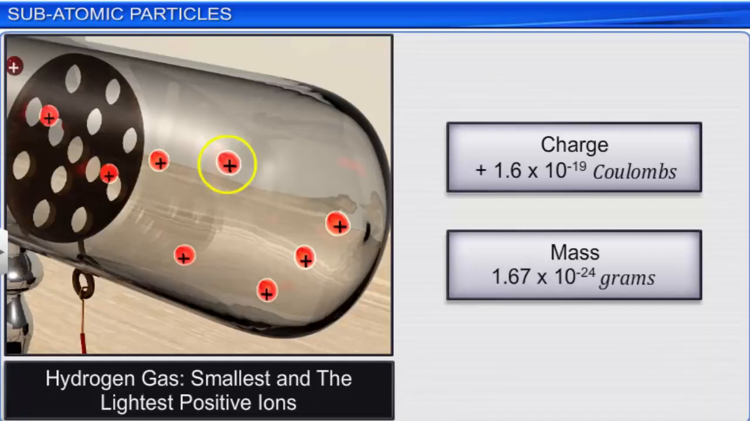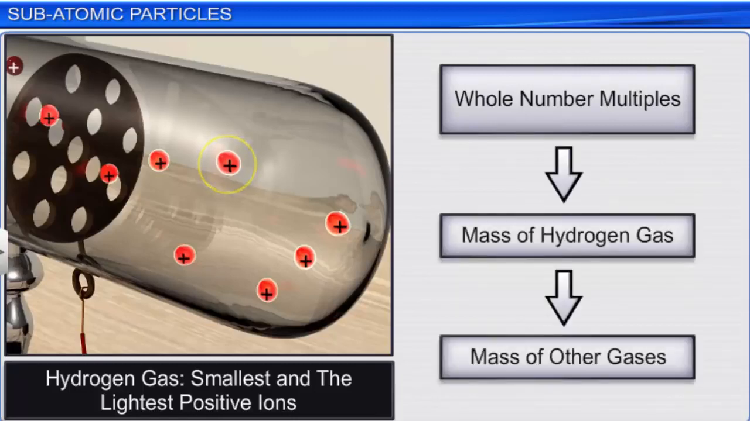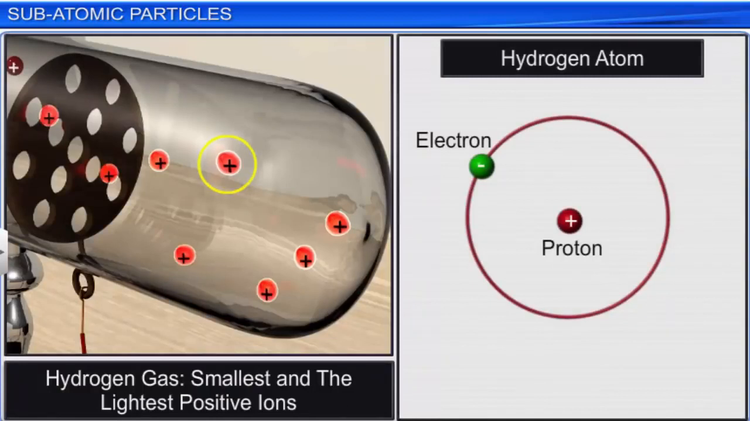The mass of the positive particles originating from the other gases in the discharge tube was found to be whole number multiples of the mass of those originating from hydrogen gas. Therefore, the positive particles from hydrogen gas, carrying one positive charge and mass equivalent to a hydrogen atom, were taken as the fundamental particles of any atom and were named protons.